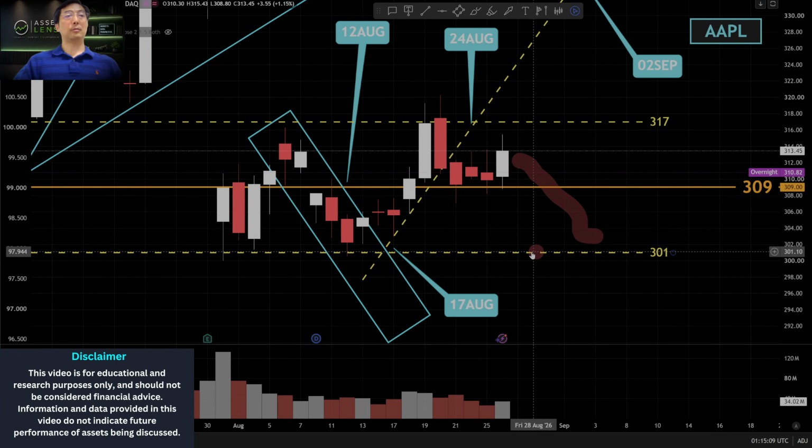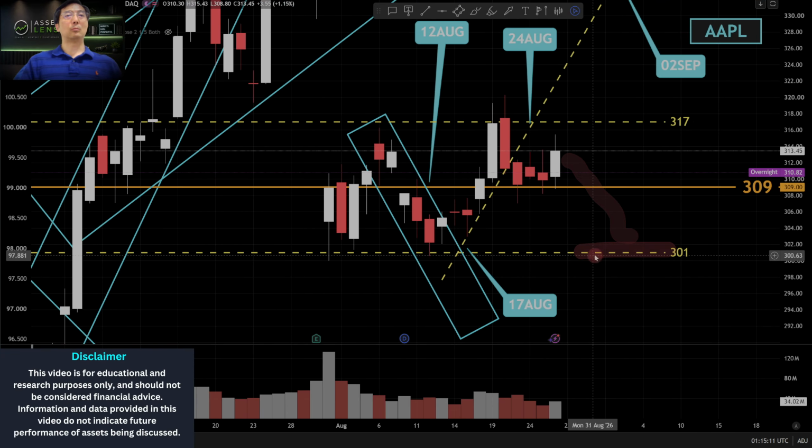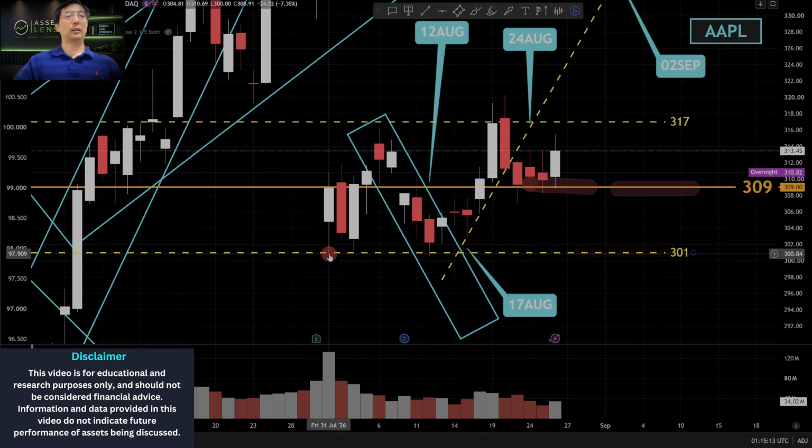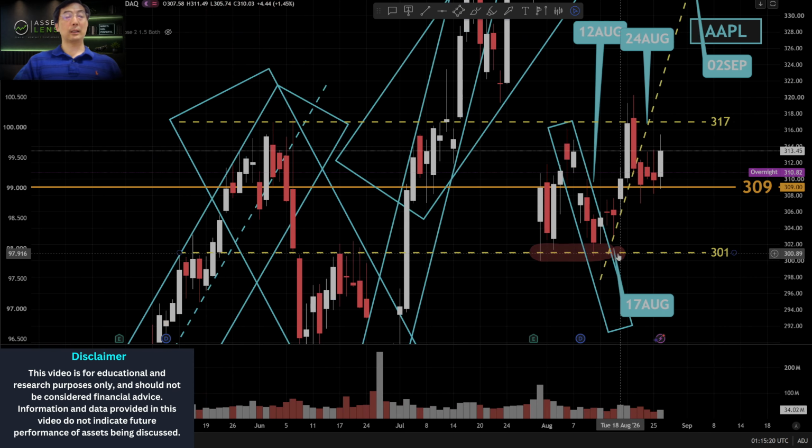And the support 301 remains the one below the 309. That's where the short-term support is. That was also set by late July and early August trade.